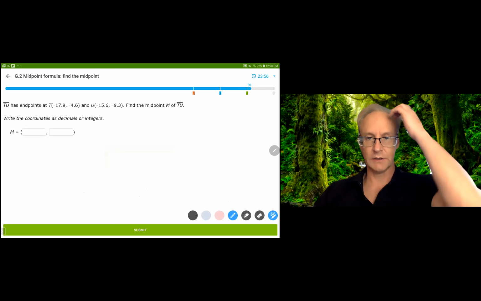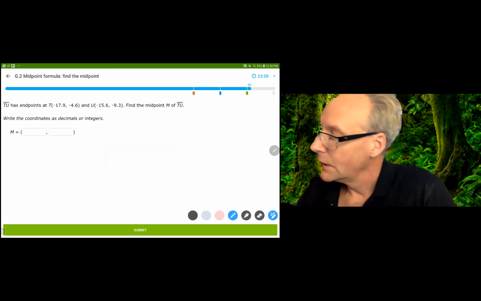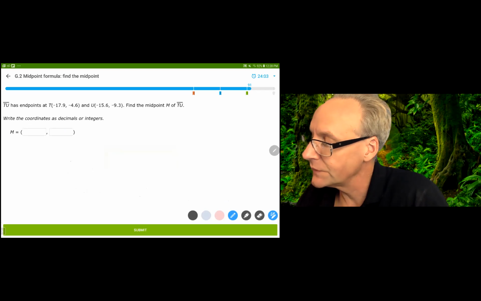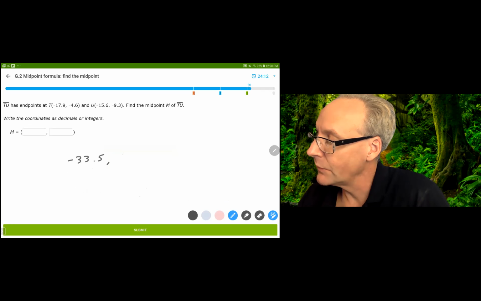And now we're coming up on our end here. Okay, negative 15.6 and negative 17.9 makes negative 33.5. And when I add my y's, I get negative 13.9. Yep.